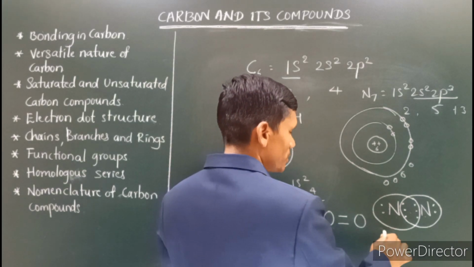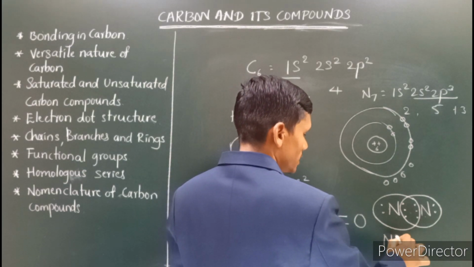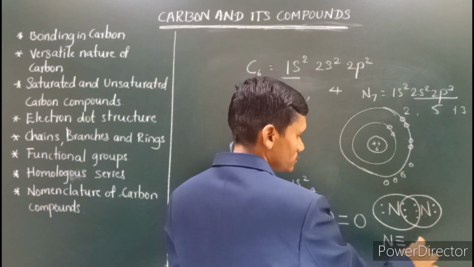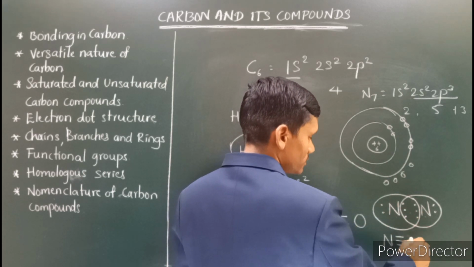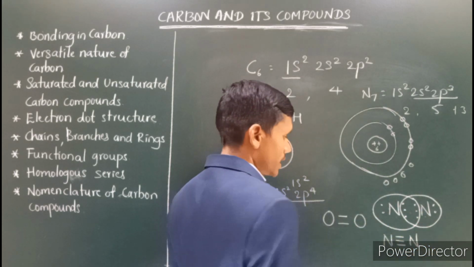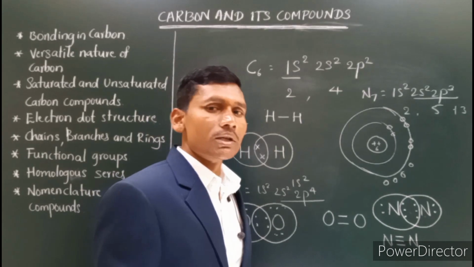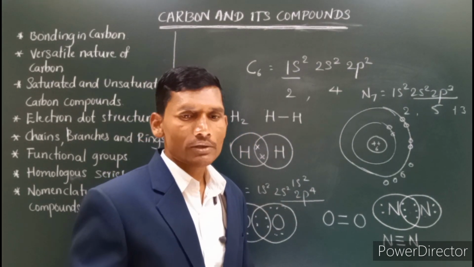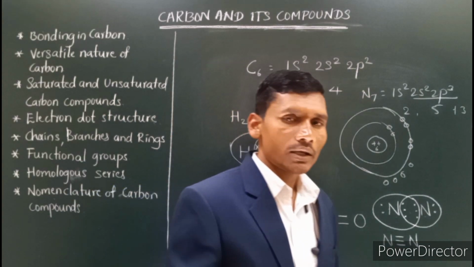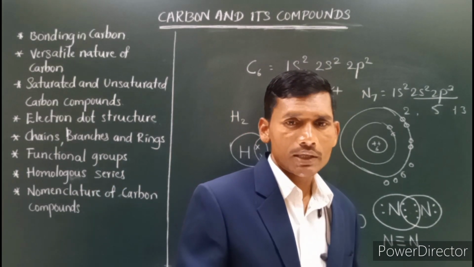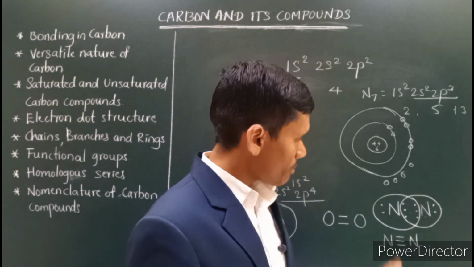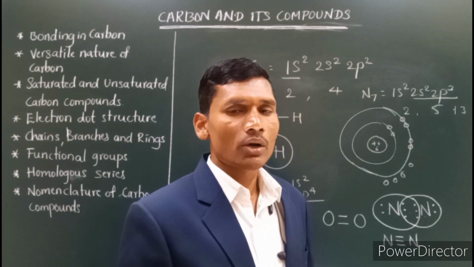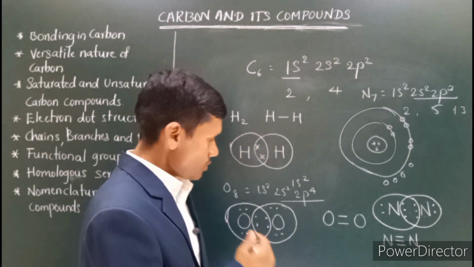Now the bond formed between the nitrogen atoms will be a triple bond, because 3 pairs of electrons are shared. So because of that the bond formed will be a triple bond between nitrogen atoms. These are examples of some simple compounds we can say, that is elements which are combining themselves to make the covalent bond. This is over.